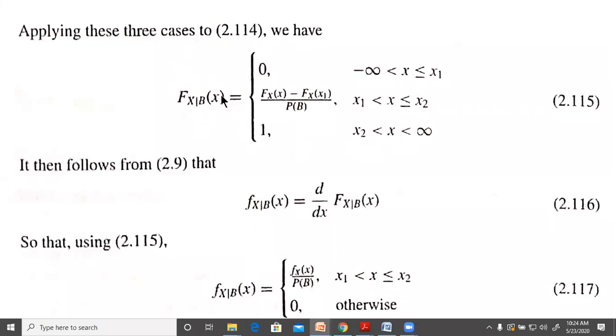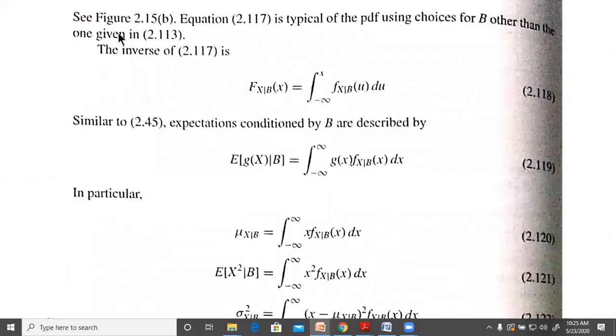Once this is the CDF, then the PDF will be just the differentiation of this function, that is d by dx of whatever we have written there. If you differentiate 0, you'll get 0. If you differentiate 1, you'll also get 0. If you differentiate this, because this is a constant, you'll get 0 for this, and the differentiation of this will be small f_X(x), and hence we'll get f_X(x) by P(B) within the range x1 and x2.